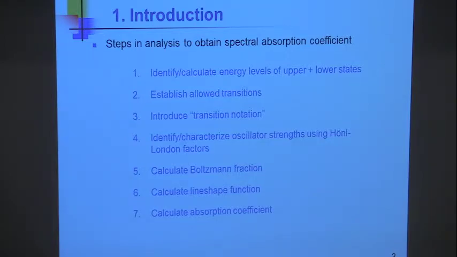Okay, so I'm going to go through the steps that are required to do a quantitative absorption coefficient calculation. First step, you have to identify and calculate these energy levels. And the hard part is the rotational part. You have to decide on the allowed transitions. You have to introduce what we'll call the transition notation, more notation. We'll have to decide what oscillator strengths to use, which means we have to face up to these Hönl-London factors. We have to calculate the Boltzmann fraction, the line shape function, and we're done.